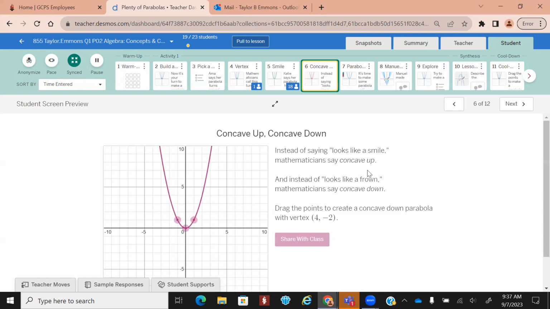Concave up versus concave down. So instead of saying it looks like a smile, mathematicians say concave up. Instead of saying it looks like a frowny face, mathematicians say concave down. Drag the points to create a concave down parabola with a vertex at 4, -2. Take a second, try that. So frowny face with a vertex at 4, -2. Okay, so I got something that looks like this.